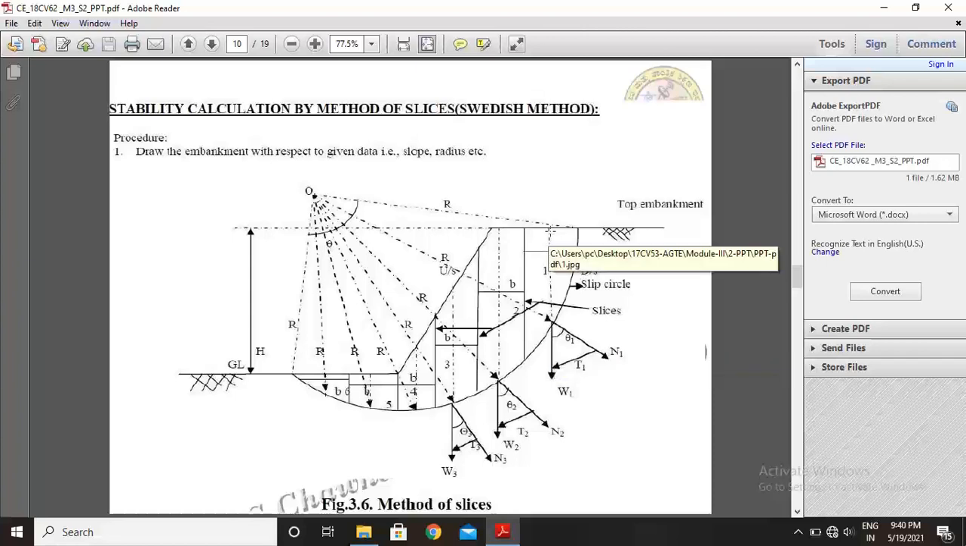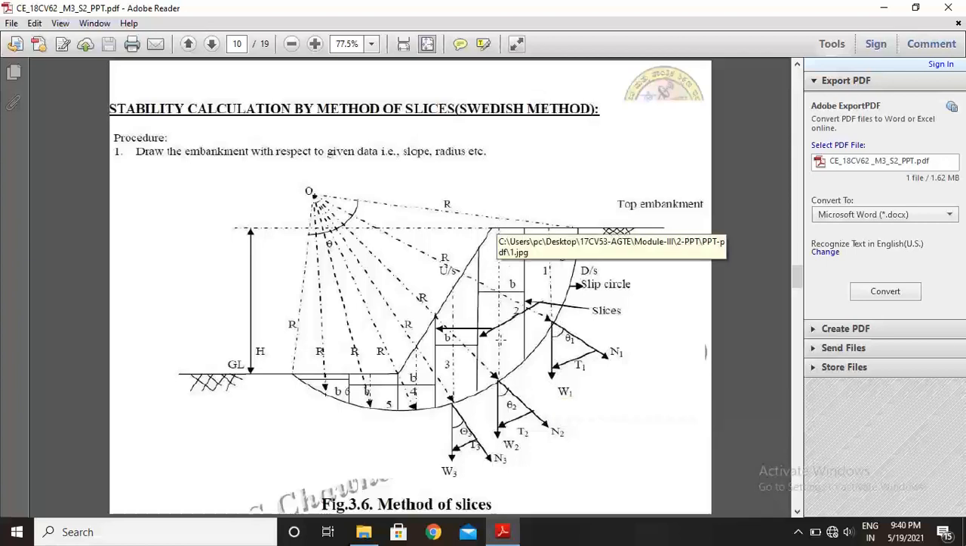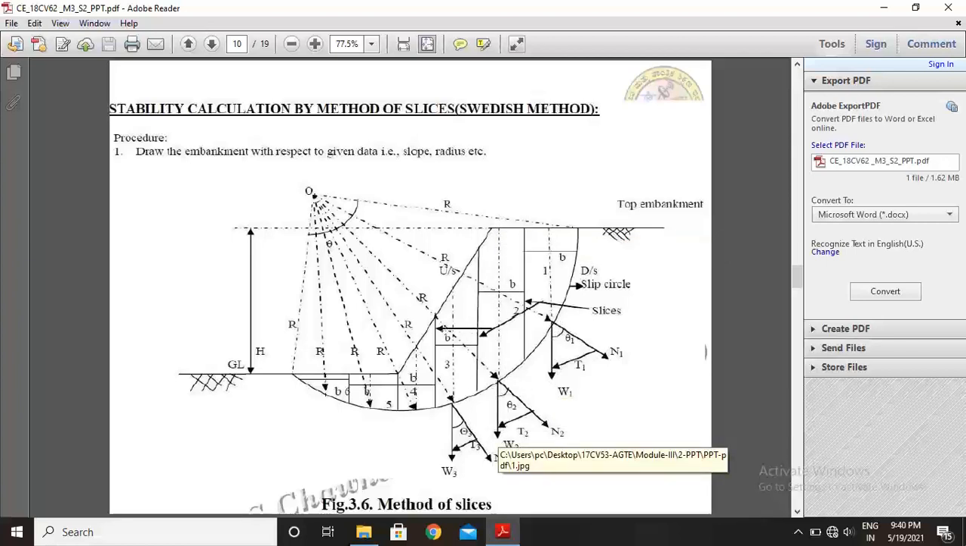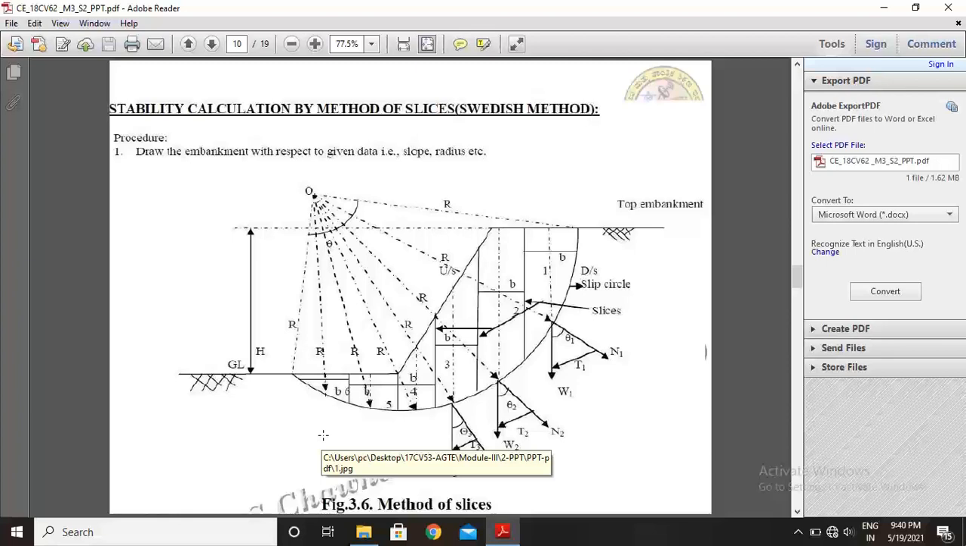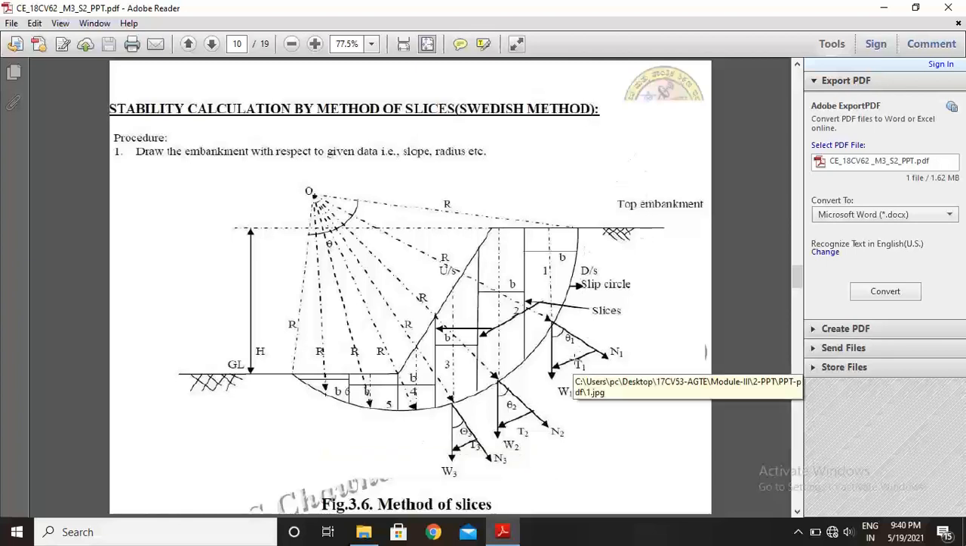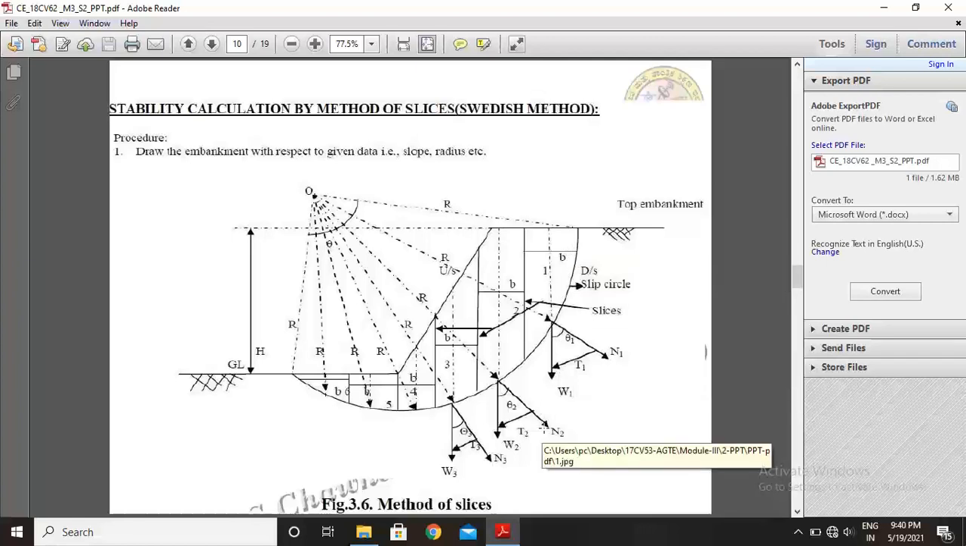After dividing into slices of width b, now you select the center of each slice, that is b by 2. Now you locate the W1 points, that is, the self weight of a slice, which always acts at the center of each slice. At the center of the next slice, this is W2. From this slice you select the center, so this is W3. From this slice, at the center, this is W4. This is W5, this is W6.